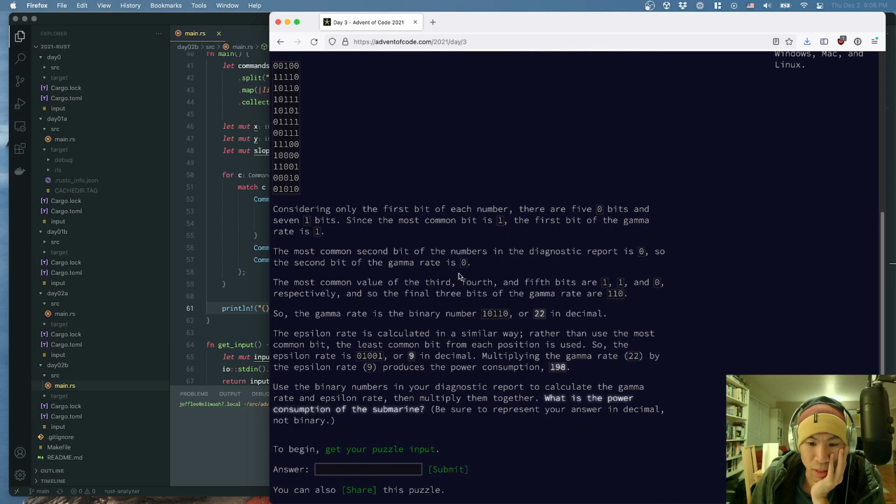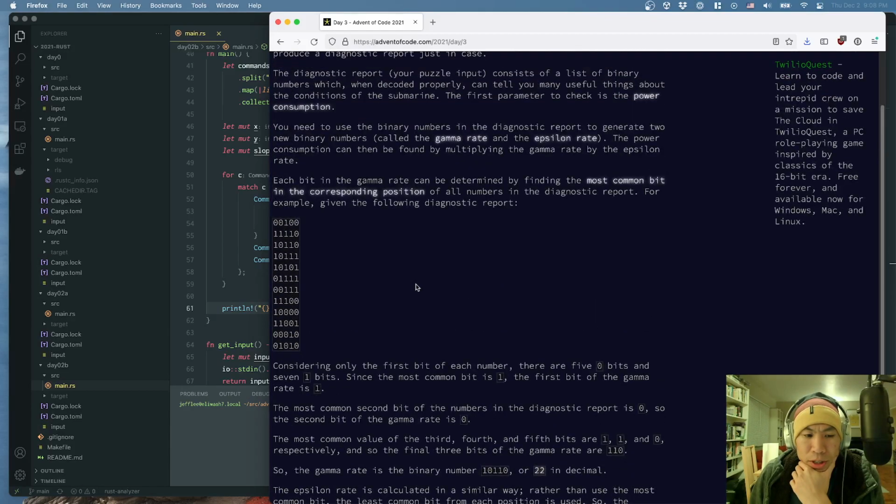So what we were really talking about is just figuring out the gamma rate, taking the bit flip of that, which I don't even know what the bit flip operator is in Rust, either a tilde or an exclamation point, and then multiplying those two things together. Although the bit flip is a little bit maybe weird because it would cause all the leading zeros to become 1, which we don't want.